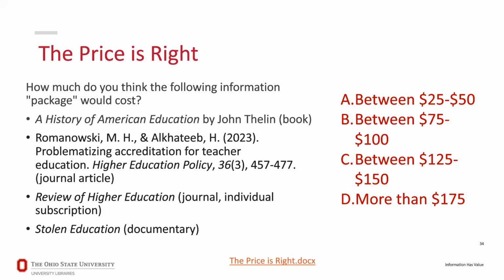So anyone would like to make a guess in the chat how much you think that this information package would cost? So we have A, between $25 and $50, B, between $75 and $100, C, between $125 and $150, or D, more than $175.